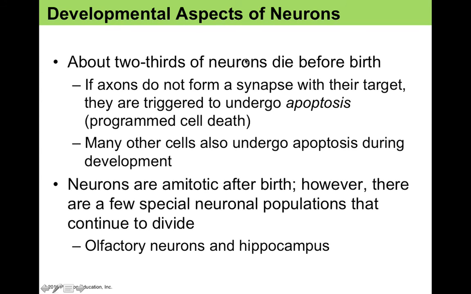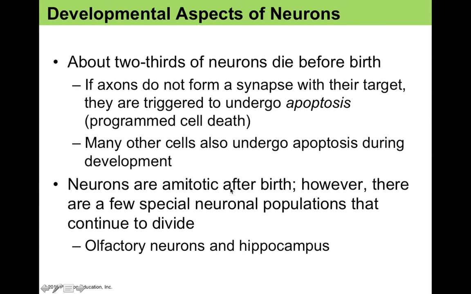So about two-thirds of neurons actually die before birth, which is fascinating. So you actually have a lot more neurons in your body before birth than after. And if these axons don't form with their target, then they're triggered to undergo apoptosis, which is programmed cell death. Now, many other cells also undergo apoptosis during development. So what's interesting is that later on after birth, what you're left with is actually a far fewer number of neurons than what you were born with, or even what you had prenatally.